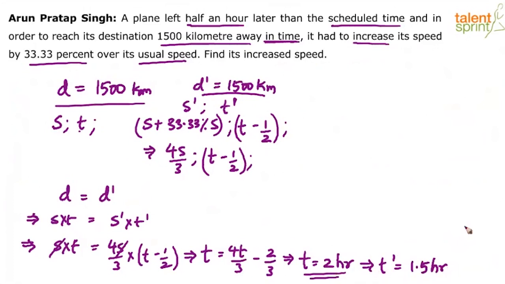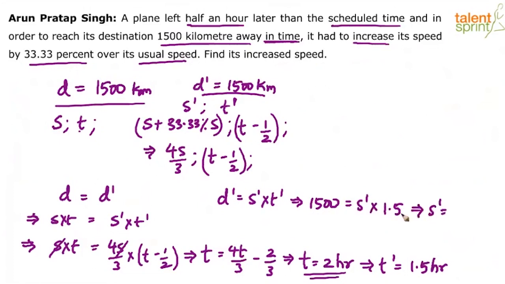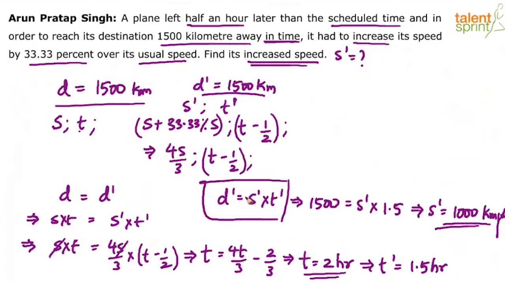Now substitute this t dash in the same equation. We know that d dash is equal to s dash into t dash, which means 1500 is equal to s dash into 1.5. So what is s dash from this? 1500 by 1.5 is 1000. So we can say the speed is 1000 kilometers per hour. See, what is he asking us to find out? Find the increased speed. Increased speed is nothing but s dash. So that is the reason we have used this second equation, s dash into t dash.